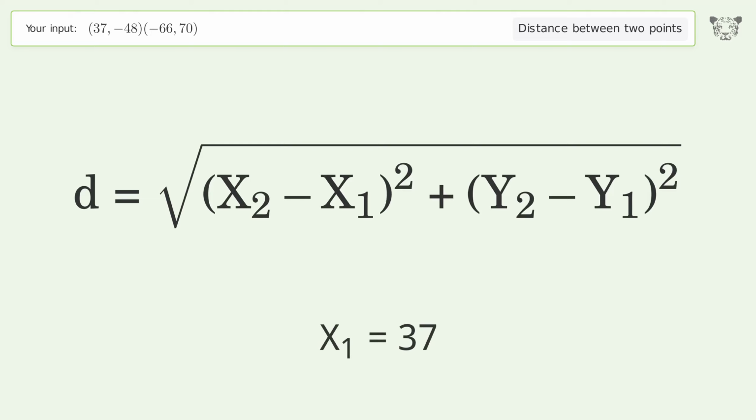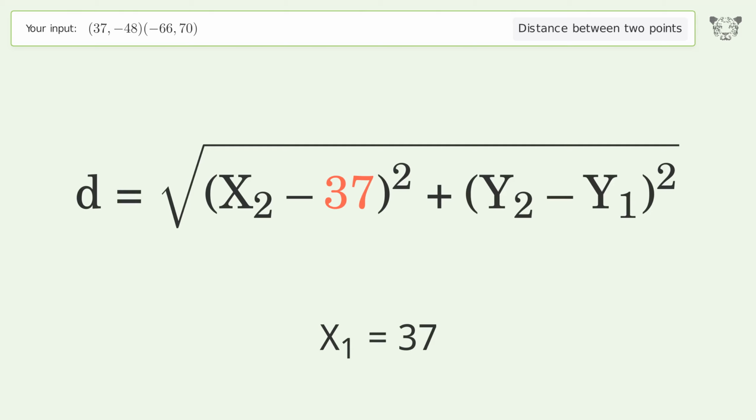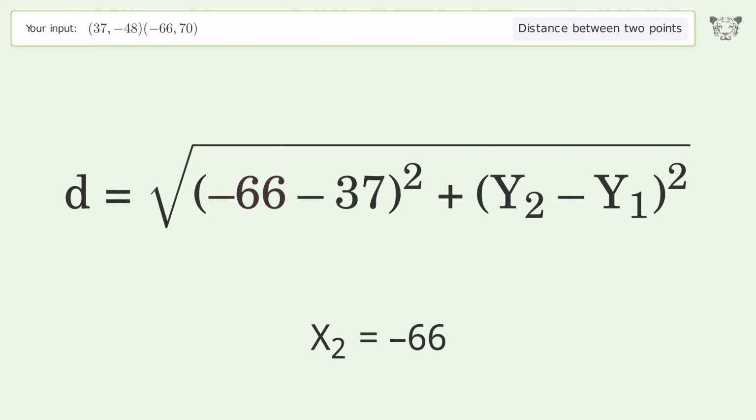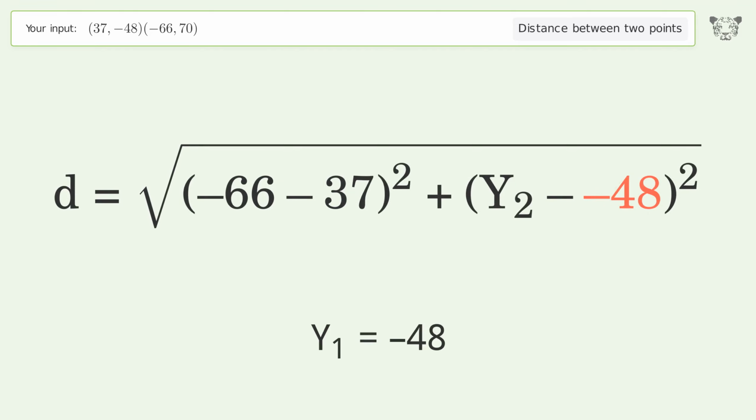x1 equals 37. x2 equals negative 66. y1 equals negative 48. y2 equals 70.